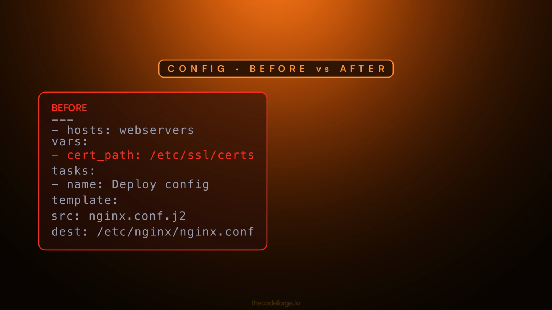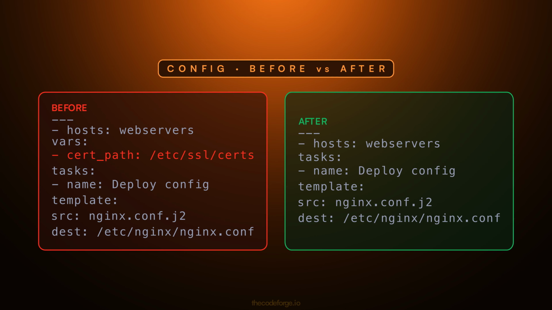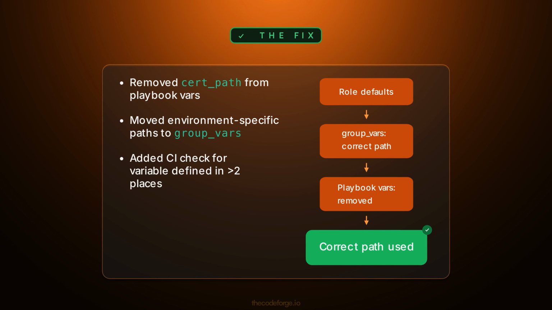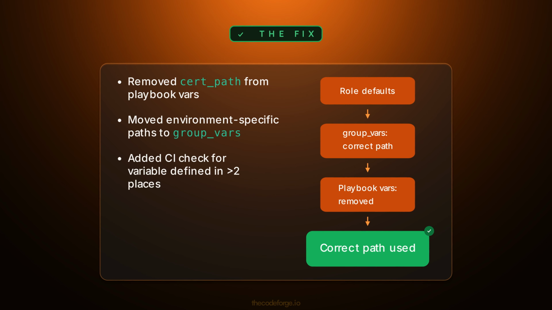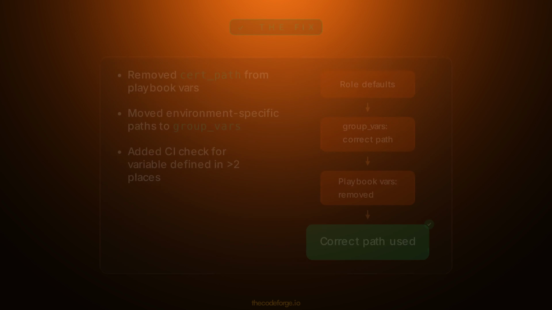A junior dev set cert path in Playbook vars, which overrode the correct production path in group vars, causing configs to point to /etc/ssl/certs instead of /etc/ssl/prod/certs. The fix was to remove the cert path definition from the Playbook vars and move all environment-specific paths to group vars. We also added a CI check that fails if any variable is defined at more than 2 precedence levels.